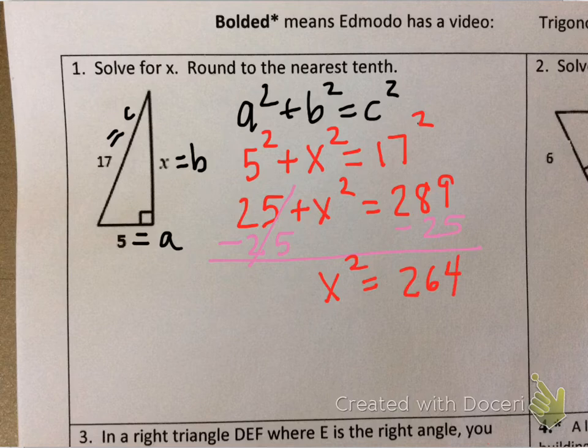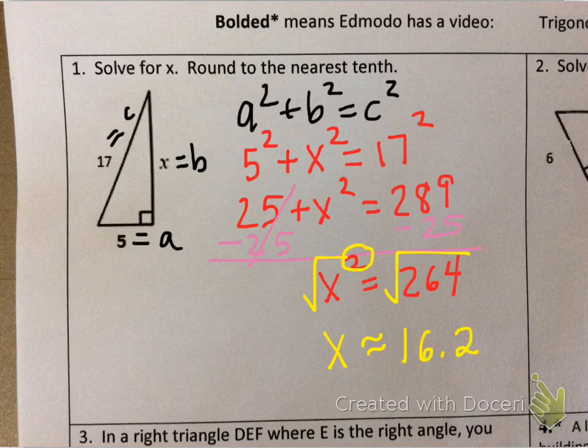So now that x is isolated, we still need to get rid of the power of 2 attached to the x here. So the opposite of squaring something is square rooting. So we square root both sides. So x is approximately, we'll type this into our calculator because 264 is not a perfect square. So if you type this in, we get 16.2 rounded to the nearest tenth.